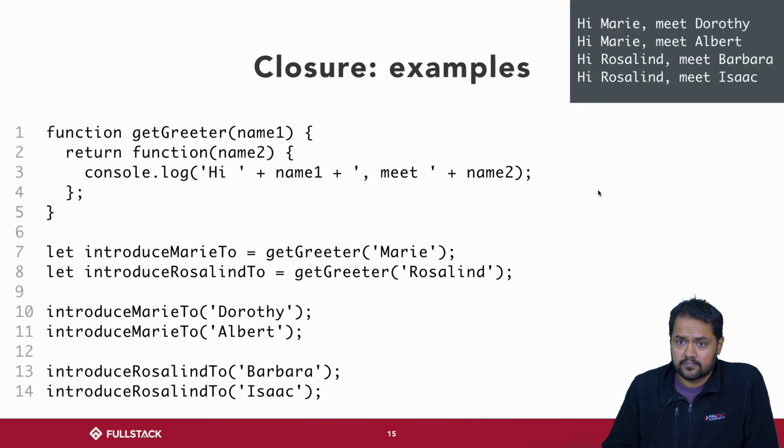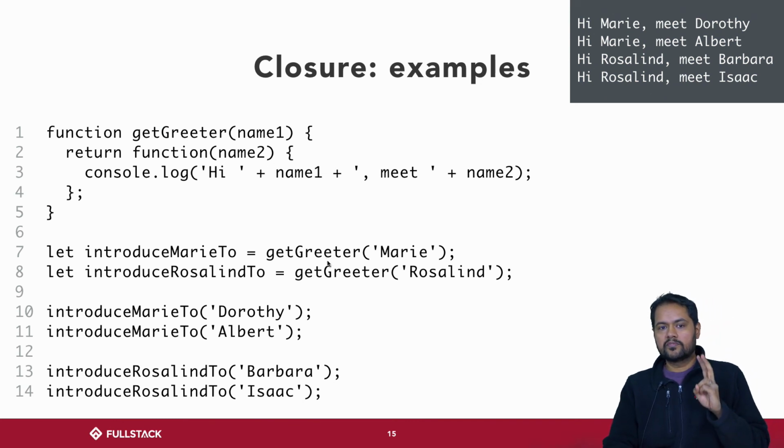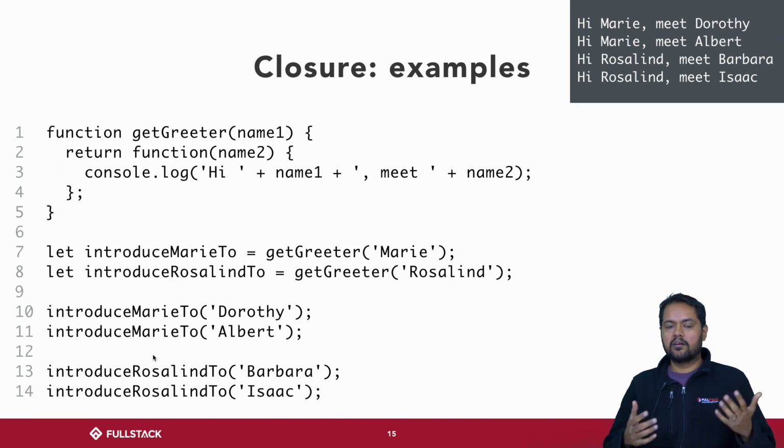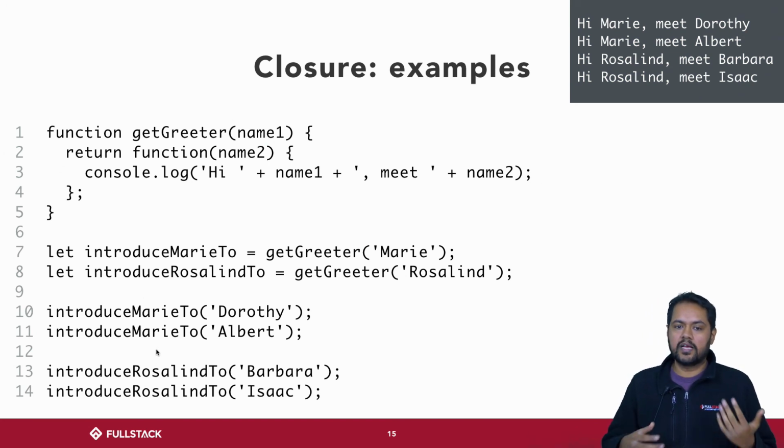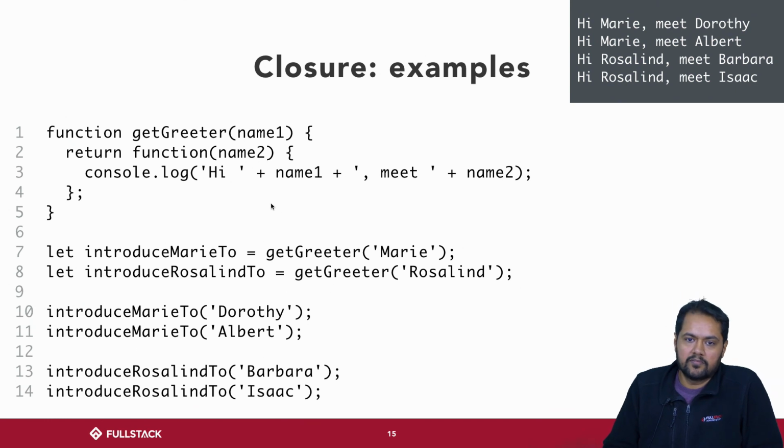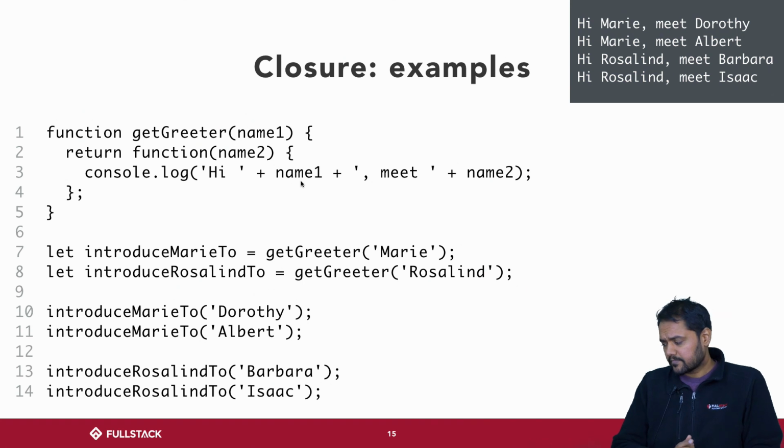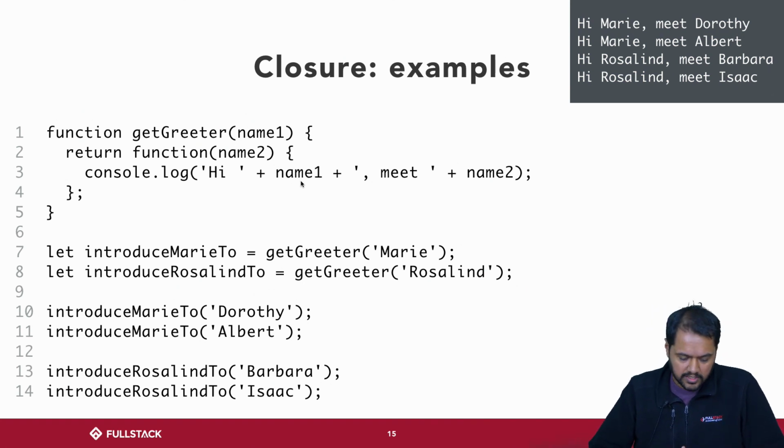And so look at that. So even though it's the same function, it was able to close over two different versions of name1, right? So here it closed over name1 being Marie, and then when we called it again, we closed over name1 being equal to Rosalind. And so you can see that both of these functions can then be used, you don't have to call them one after the other. You can call them as and when you want, but the value of name1 here will remain defined. And so, this is what's really cool about closure.